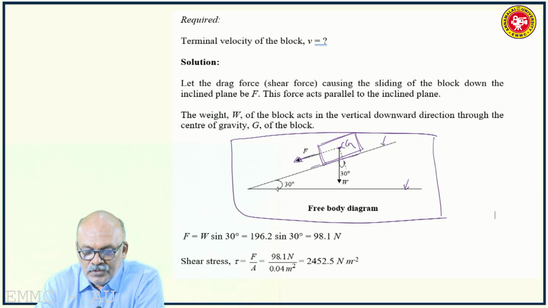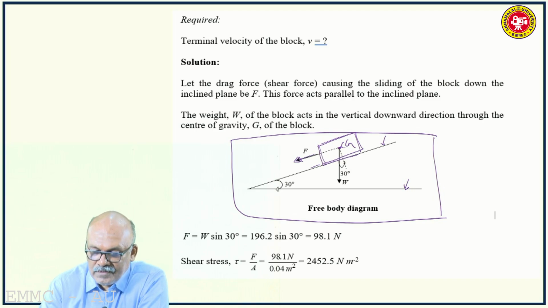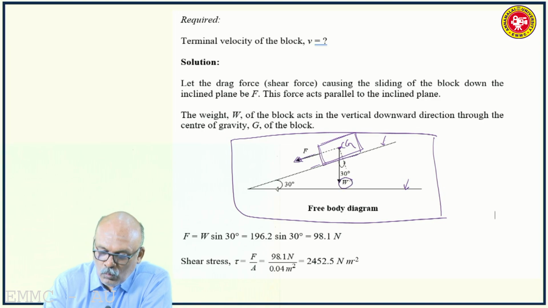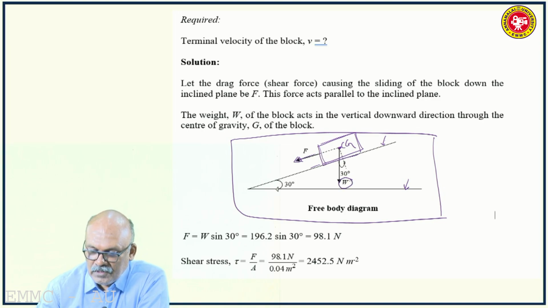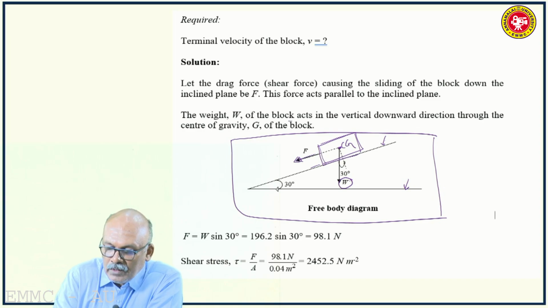Now there are two forces acting on the system. One is the self weight of the block, that is W, which is acting in the vertical downward direction. So W acts in the vertical downward direction through the center of gravity of the block.